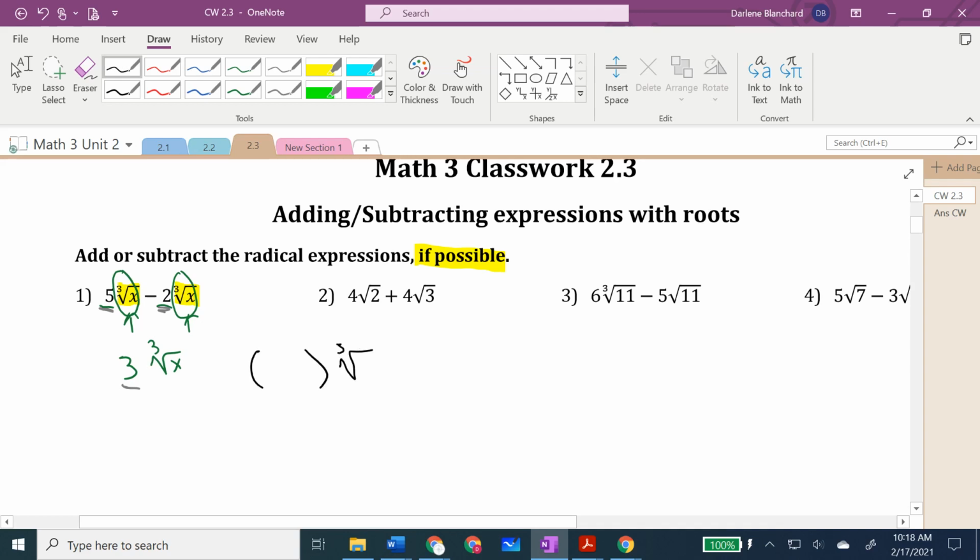I'm also going to write additionally that you can look at this expression as factoring out a common factor. Cube root of x is multiplying to 5, and it is multiplying to 2, and they are subtracting. And if I look at it as a distributive property, that can help. But to do this, you have to have the exact same variable expression.